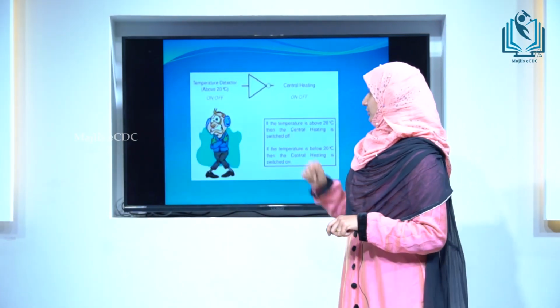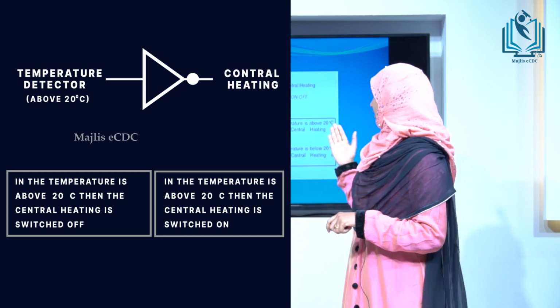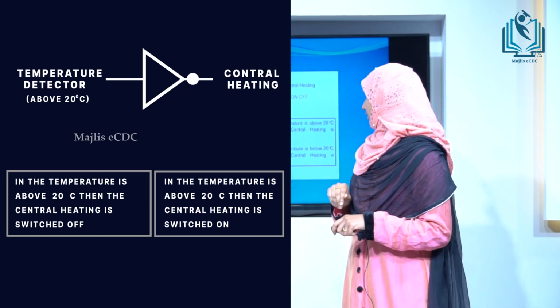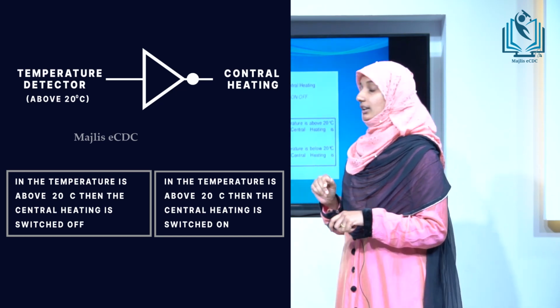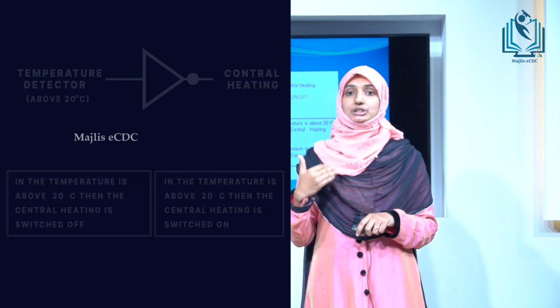An example of the NOT gate is a temperature detector. If the temperature is above 20 degrees Celsius, then the central heating is switched off. Otherwise, it will be switched on.